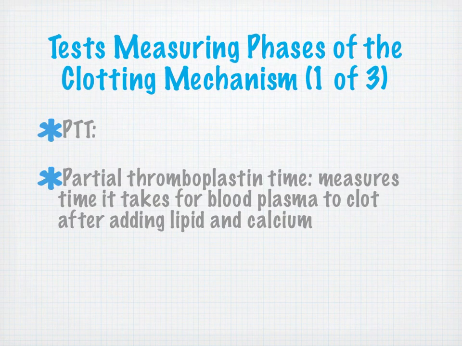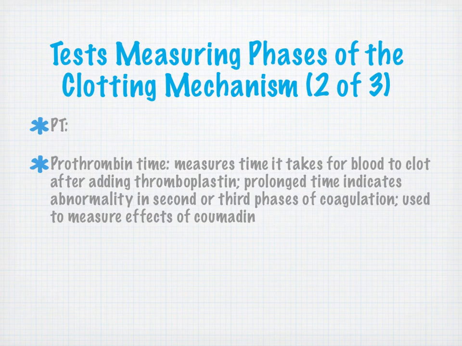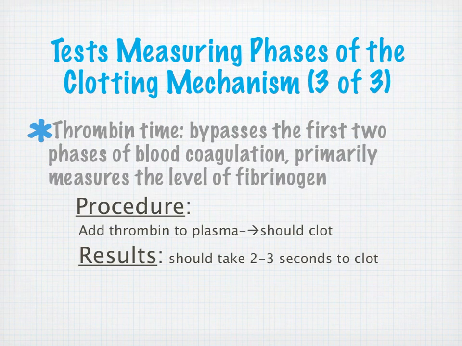So there we have PTT, which measures the time it takes for blood plasma to clot after adding a lipid and calcium. And then PT, which measures the time it takes for blood to clot after adding thromboplastin. All right, so I know that's not exactly clear, but it will be after you study it a few times. Thrombin time, on the other hand, bypasses the first two phases of blood coagulation and primarily measures the level of fibrinogen. So you just add some thrombin to the plasma and it should clot.